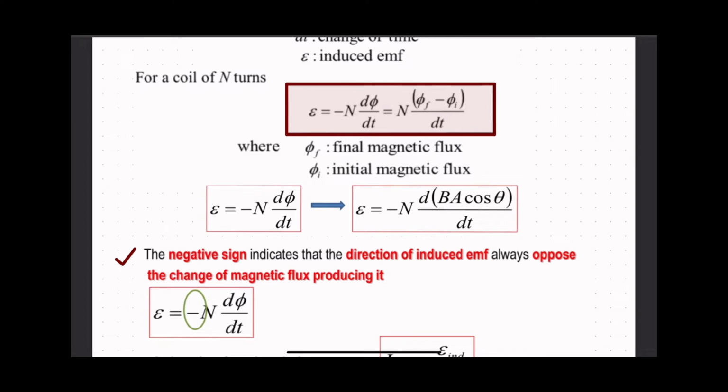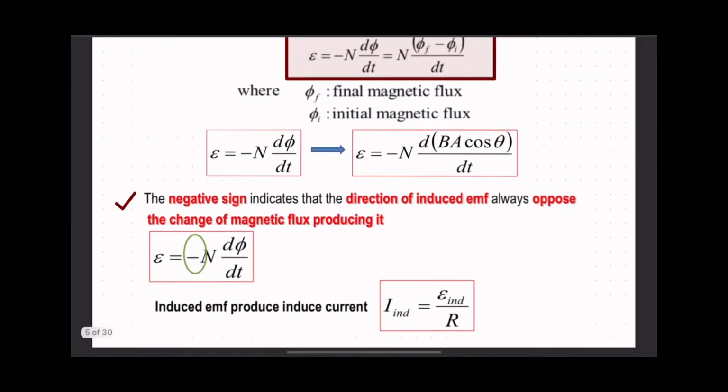No changing, no induced. So negative sign here indicates that the direction of induced EMF always opposes the change of magnetic flux producing it. So nanti you akan tengok apa yang kita akan oppose change of magnetic flux tersebut, itu adalah Lenz's law. So perlu tak untuk calculation masukkan negatif? Yes, perlu, kecuali dalam soalan dia minta magnitude.